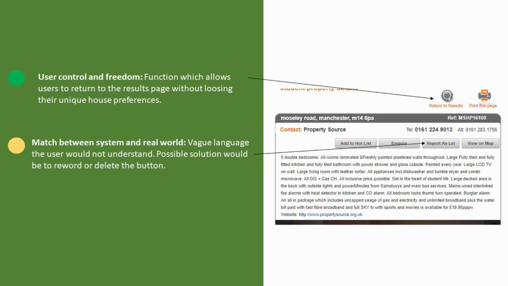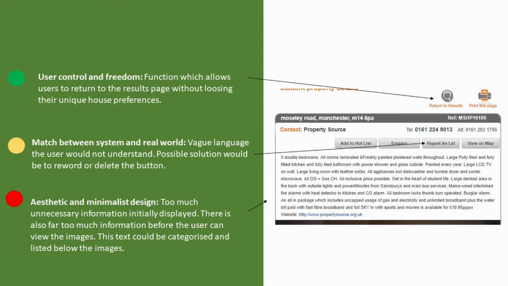Match between system and real world. Vague language the user would not understand should be reworded or simply delete the button. Aesthetic and minimalist design. Too much unnecessary information before the user views the image. Text could be categorized and listed below the images.